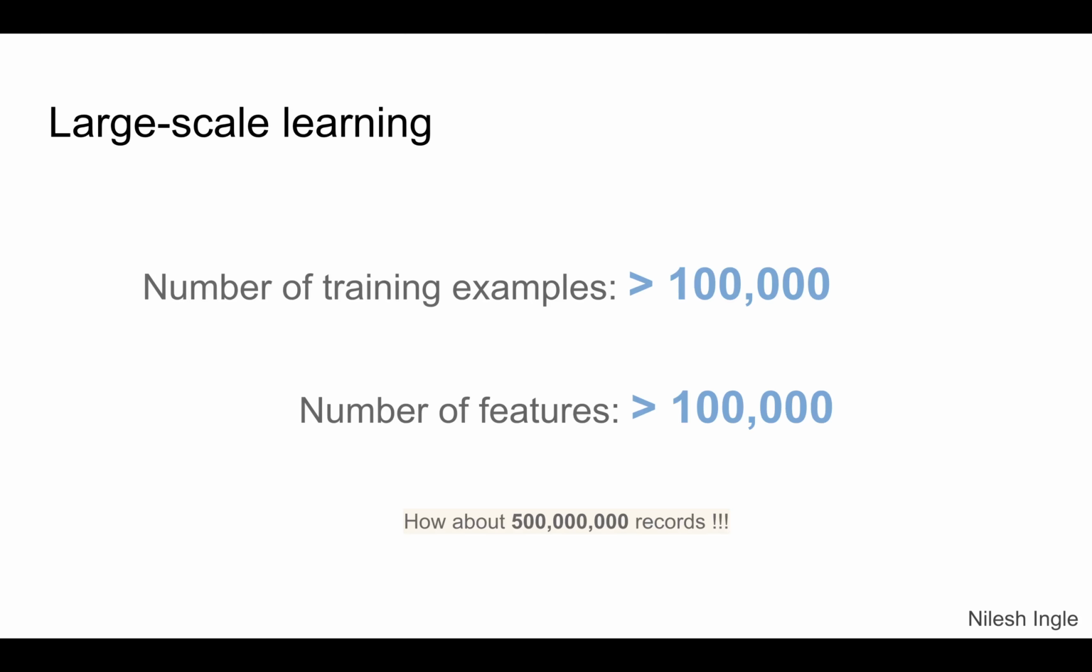Large scale learning in the context of stochastic gradient descent: when we are using scikit-learn, based on the docs, if the number of training examples is greater than 100,000, or if the number of features is greater than 100,000, then it's considered a large scale learning problem. So if you think of a number of records in excess of this, let's say 500 million records, then that would also be a large scale learning problem.